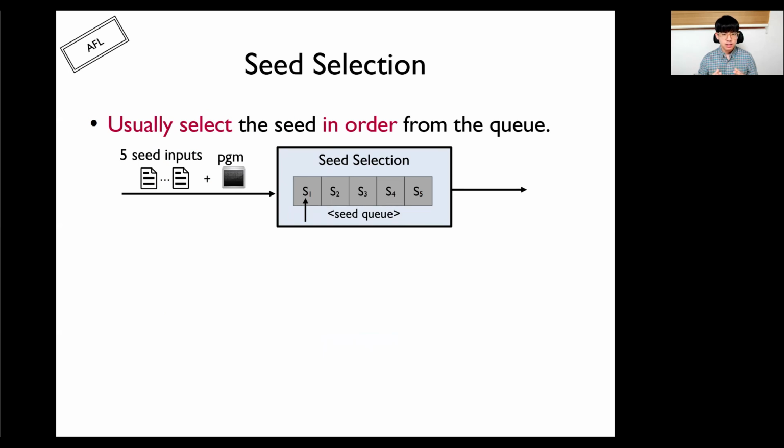Okay, first, let's recall the basic seed selection strategy of AFL. AFL first loads the initial set of seed inputs into a queue and then simply selects the seeds in order from the queue. For example, in this picture, AFL will load 5 inputs in a queue and then simply select the first seed S1, and then S2, S3, S4, and S5 in order. Think about it. This sequential seed selection method may not be effective when testing real-world programs.